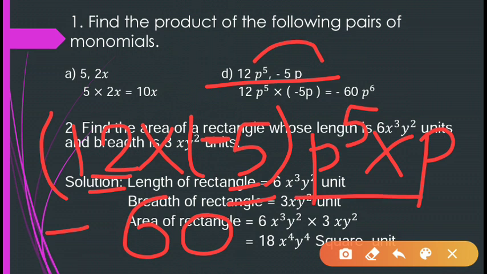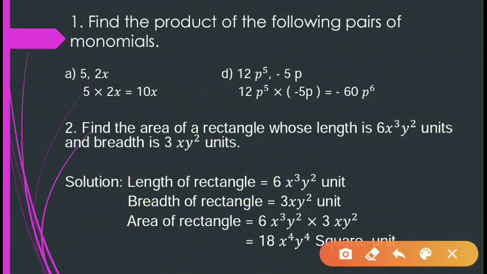In chapter 2, exponents and powers, I told you to learn all the laws of exponents. When the bases are the same, the powers will be added. Here the bases are the same, p and p. So write p and then add the powers. Here the power is 5, here the power is 1. So 5 plus 1 will give you 6. Minus 60 p to the power 6 is your answer.